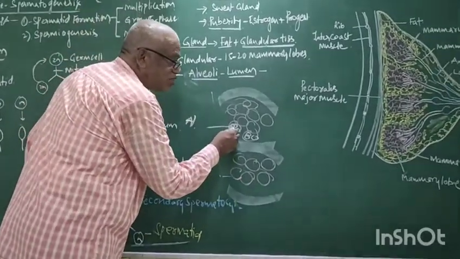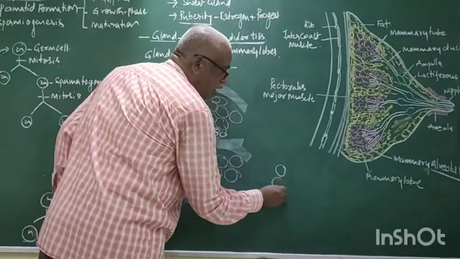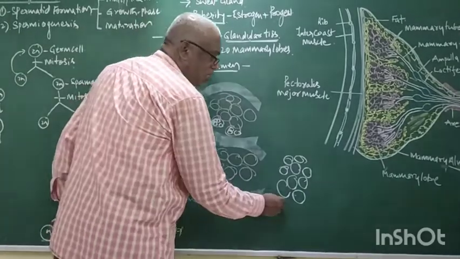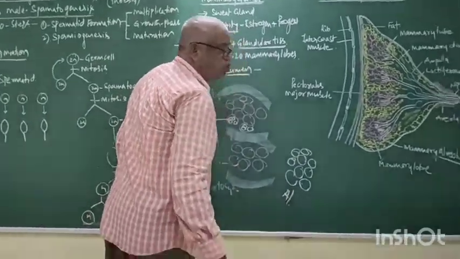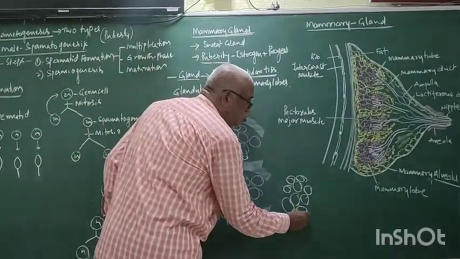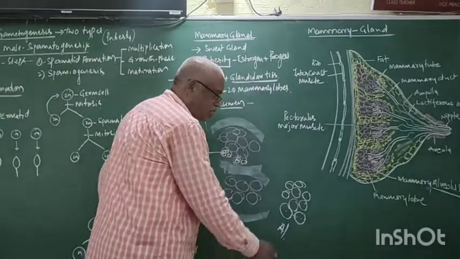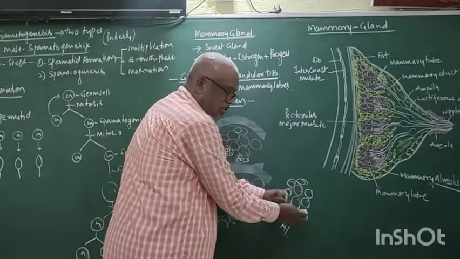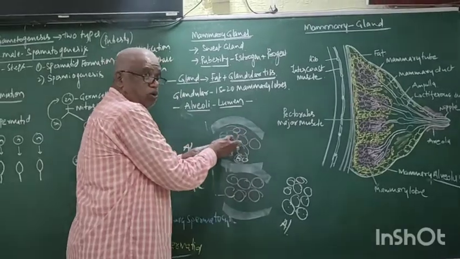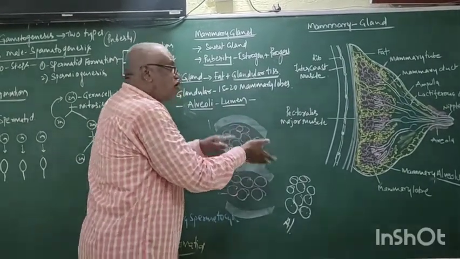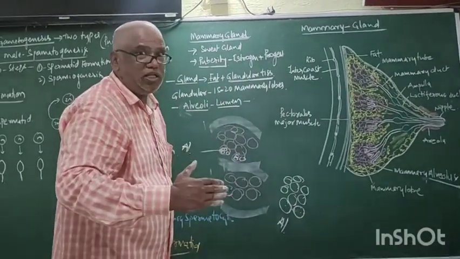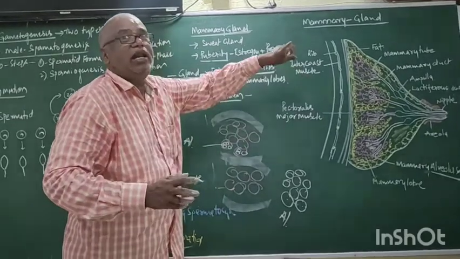In this alveolus, it is a cluster. This cluster is called an alveolus. In this alveolus, there are many cells. These many cells together form a cluster. Many clusters together form a lobule. Many lobules and fat tissue together form the gland. Now this is the whole thing, the gradual organization of a gland.